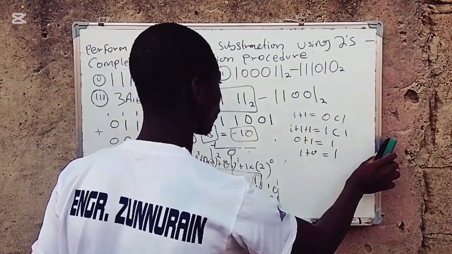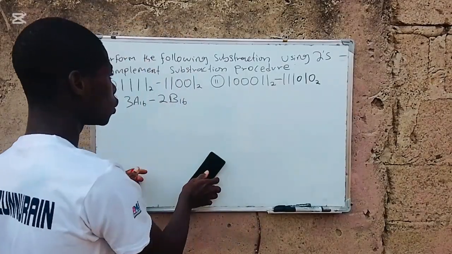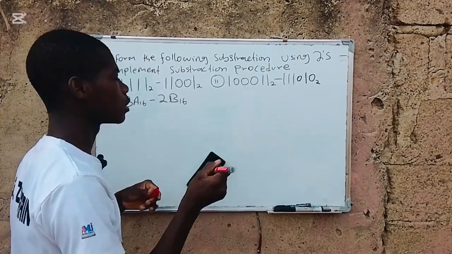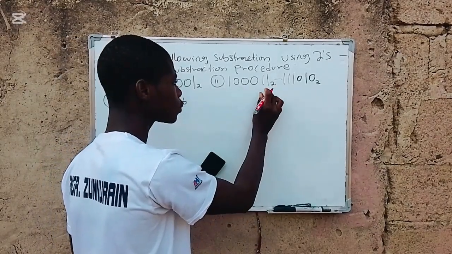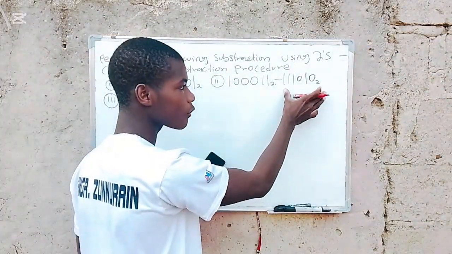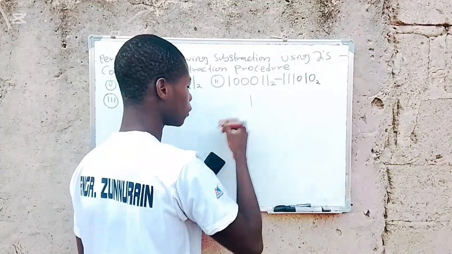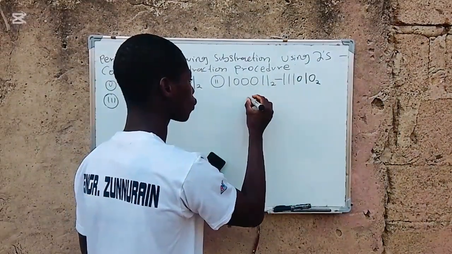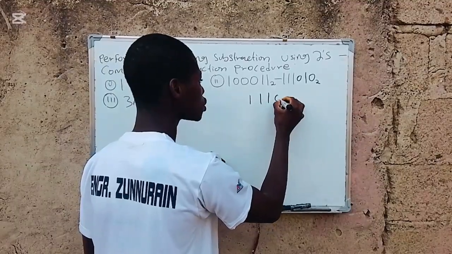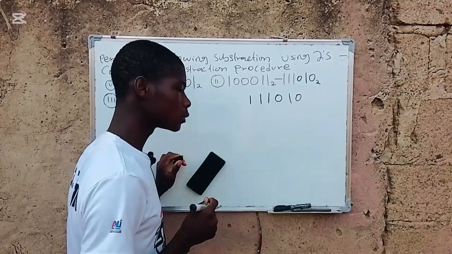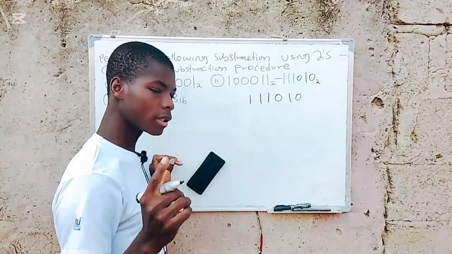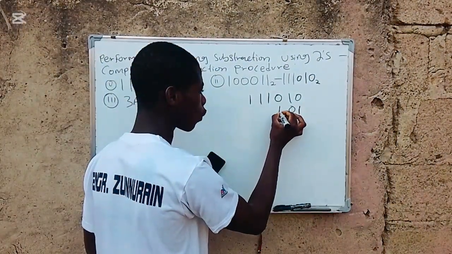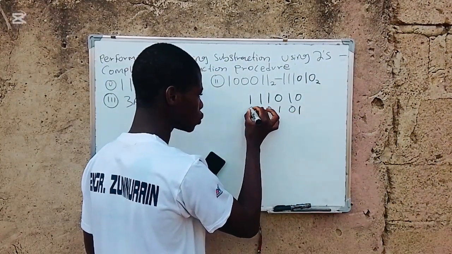Okay, let me see the second question. So the next thing that we are going to do, we have to subtract this. So I have 1, 0, 0, 1, 1 minus this. I have to first pick out 1, 1, 1, 0, 1, 0. So I have to first find the first complement. I'll have 1, 0, 1, 0, 0, 0.